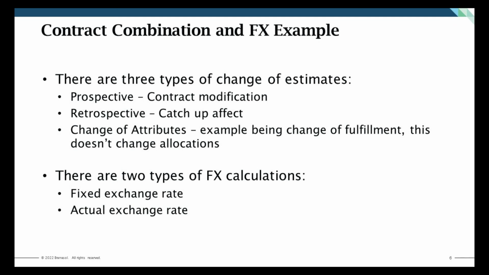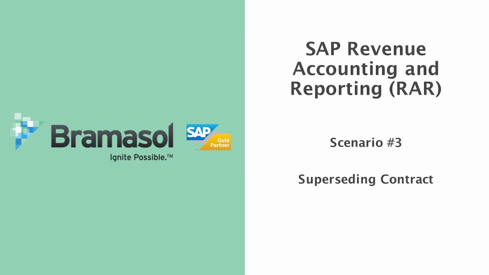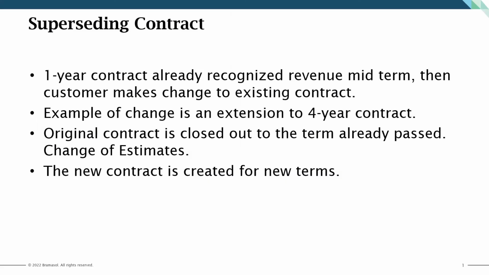Thank you. The third scenario explores the process for handling a superseding contract. We are looking at a superseding contract scenario. So for this example, we have a 1-year contract with a customer. They are looking to make a change to that contract. What's important to note here is that rather than augment the existing contract, they actually want to create a new contract with the new changes.